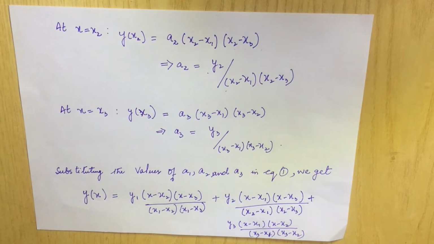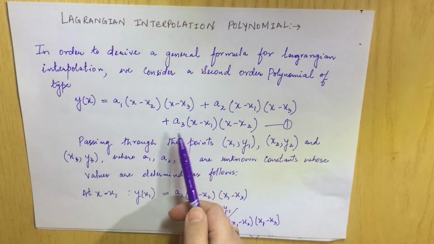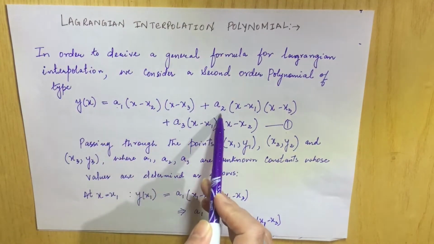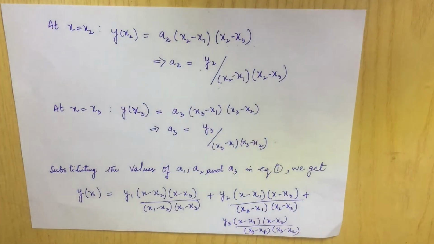So when we substitute the values of a1, a2 and a3 in the polynomial which we have considered earlier, we will get the y of x function as y of x is equal to y1 multiplied by x minus x2 multiplied by x minus x3 whole divided by x1 minus x2 multiplied by x1 minus x3, plus y2 multiplied by x minus x1 multiplied by x minus x3 whole divided by x2 minus x1 multiplied by x2 minus x3, plus y3 multiplied by x minus x1 multiplied by x minus x2 whole divided by x3 minus x1 multiplied by x3 minus x2.